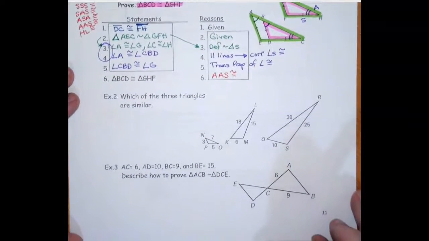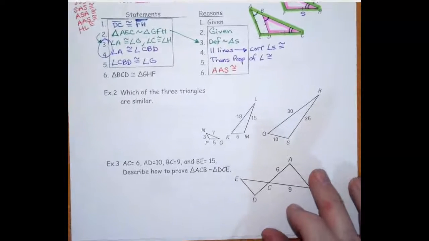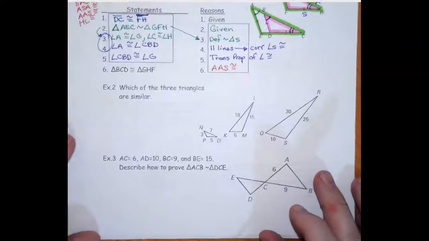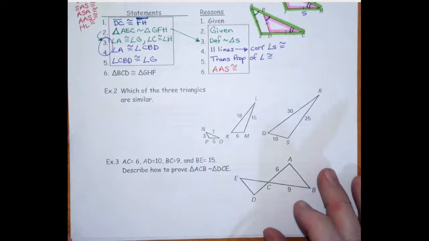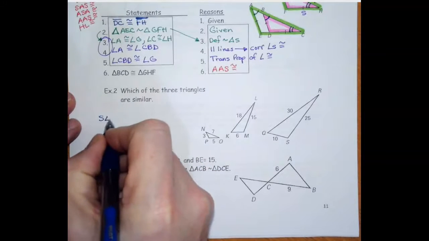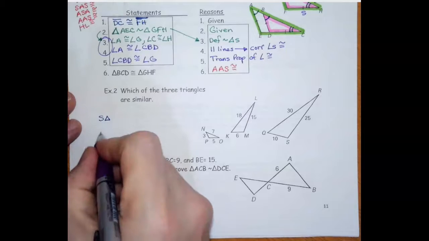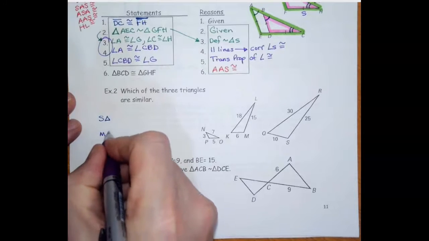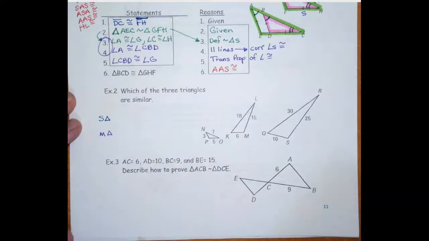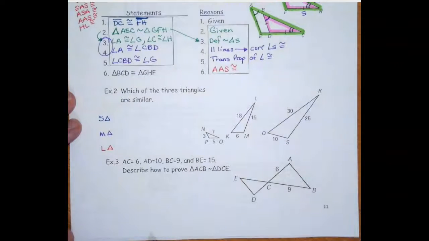Now we move on to example 2 here, and it says which of these 3 triangles are similar. So let's set this up and organize this somehow. So we have the small triangle, and then we have the medium triangle, and then we have the large triangle.